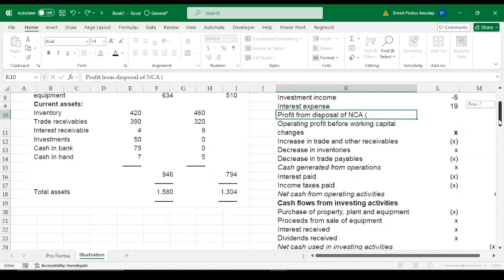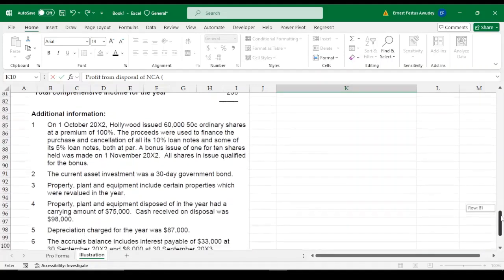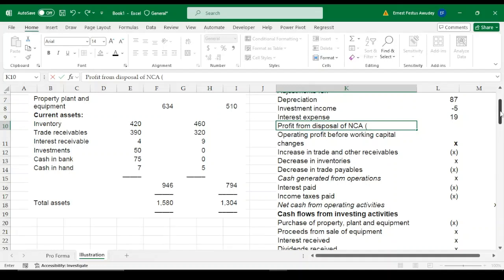So how do we calculate that? Let's go to the notes and see the information there. We have been told that property, plant, and equipment disposed of in the year had a carrying amount of 75,000. But the cash that we received on its disposal was 98,000. So what's the profit? This is the amount we sold it for, but this is the amount it's actually worth. The difference between the amount it has been sold for and the carrying amount is the profit. So that is going to be 98 minus 75.